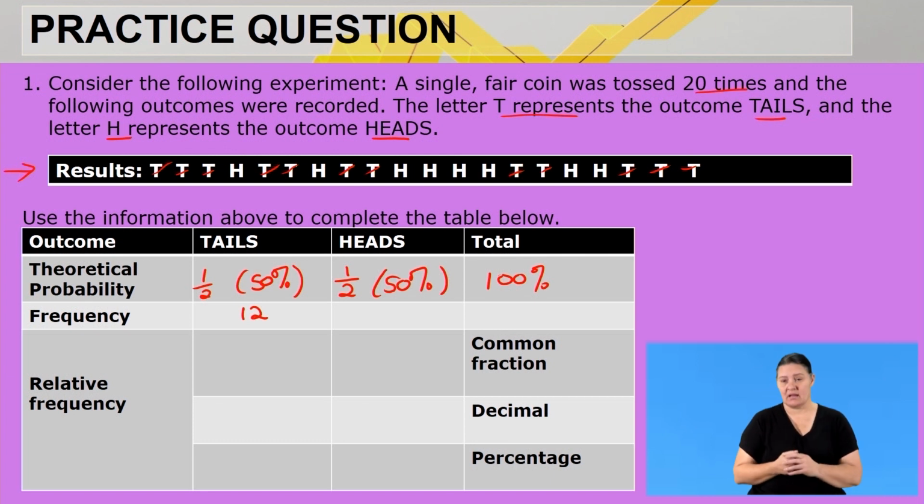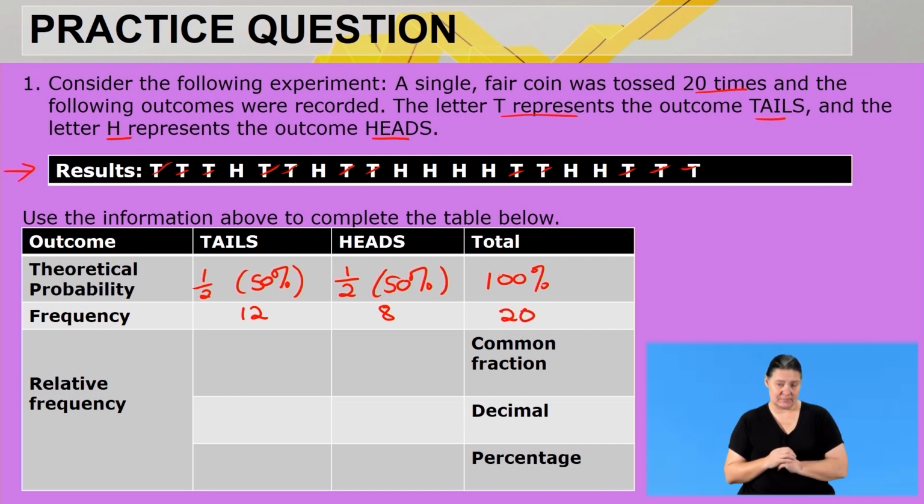Then, if that was 20 times, I'm sure you'll agree with me that the frequency of heads then will be 8. Hence, if I add the frequencies together, 12 plus 8, that should give us 20 for the total. And we can check whether I'm correct. Let's quickly count the H's. It's 1, 2, 3, 4, 5, 6, 7, 8. So we are indeed correct. I hope that is all clear to you.